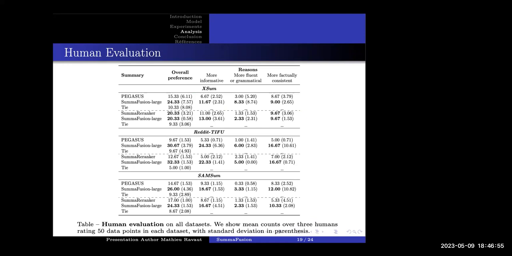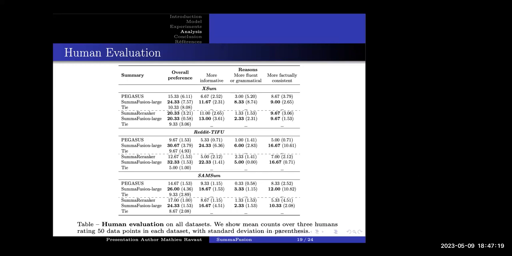For each data set, we did two comparisons. One is SummaFusion summary versus the base Pegasus one. Another one is SummaFusion versus SummaReranker, which is another second stage abstractive summarization method, but just re-ranking. Remember, it's just trying to pick a better initial summary candidate.